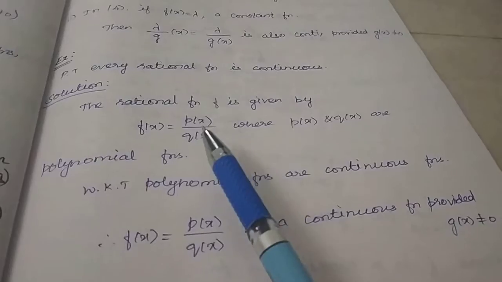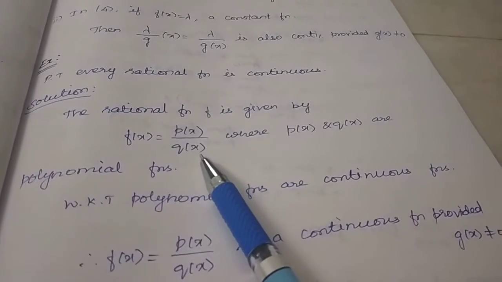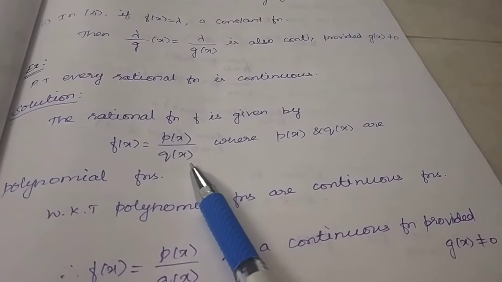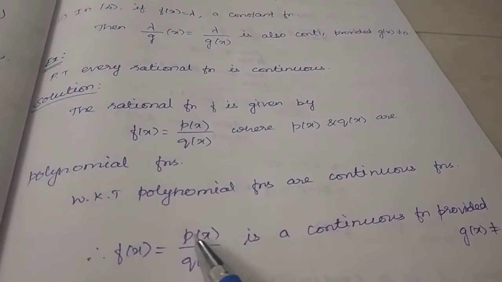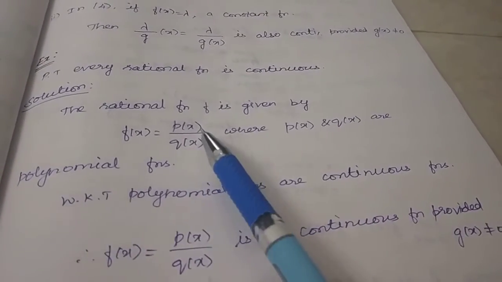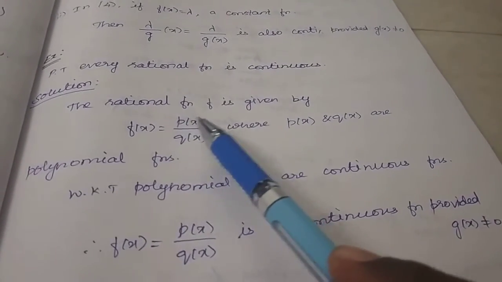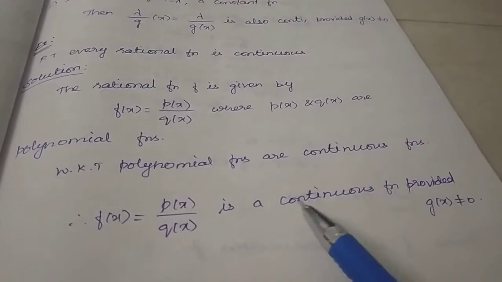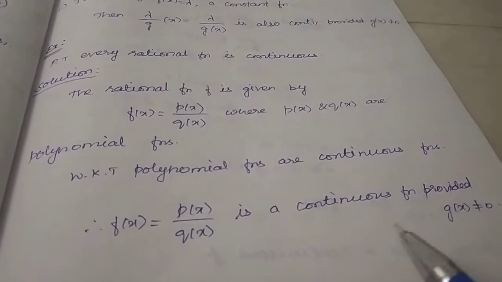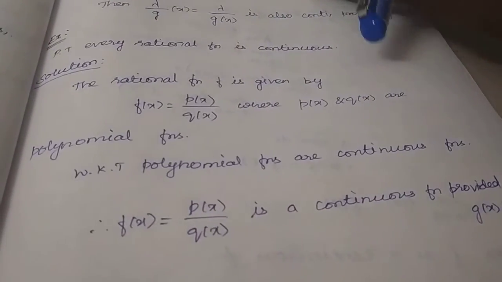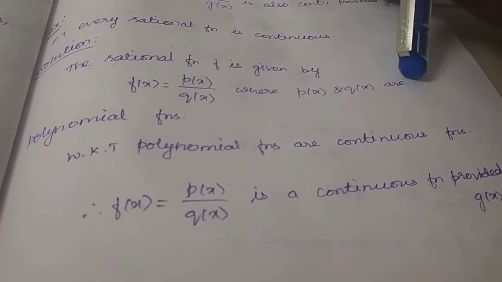So we know that p of x and q of x are polynomial functions. Polynomial functions are also continuous functions. So we can say if the numerator is continuous and the denominator is continuous, then automatically this quotient p of x by q of x is also continuous, provided the condition is q of x is not equal to 0. That's all. Provided that condition, the denominator is not equal to 0.